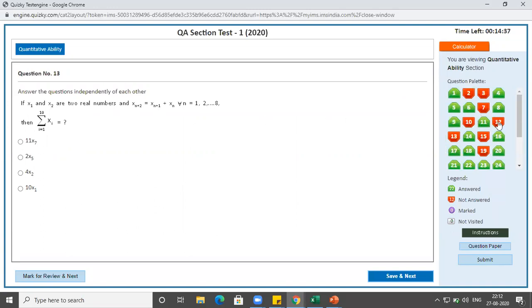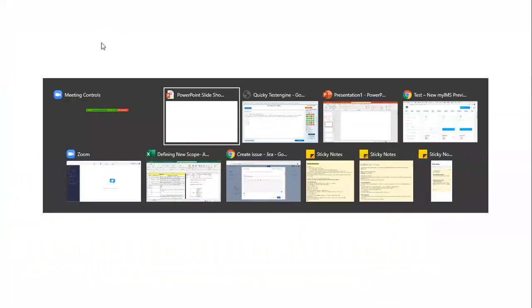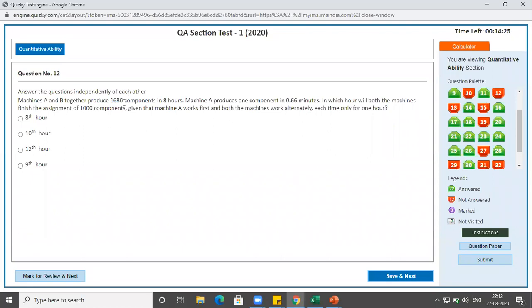Question number 13 we have reached. Question number 12. Machines A and B together produce 1680 components in 8 hours. Okay, this is a time and work question. When A and B sit down to work together, they are producing 1680 components.